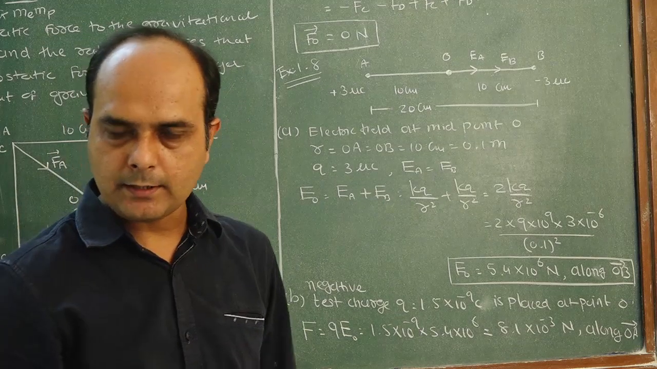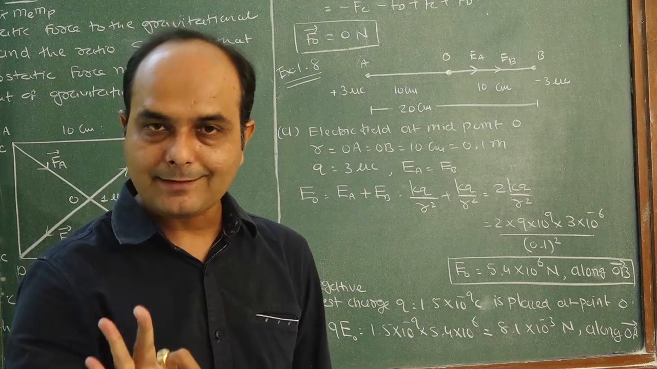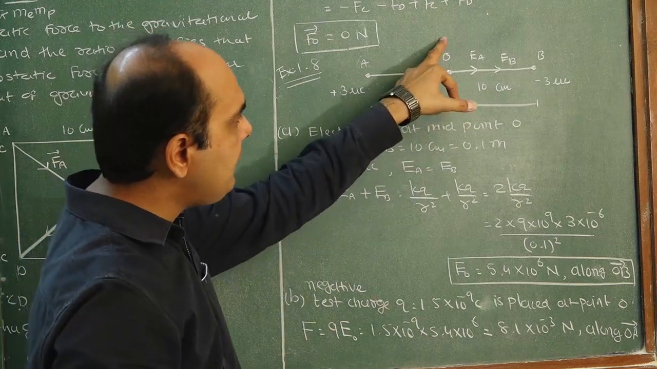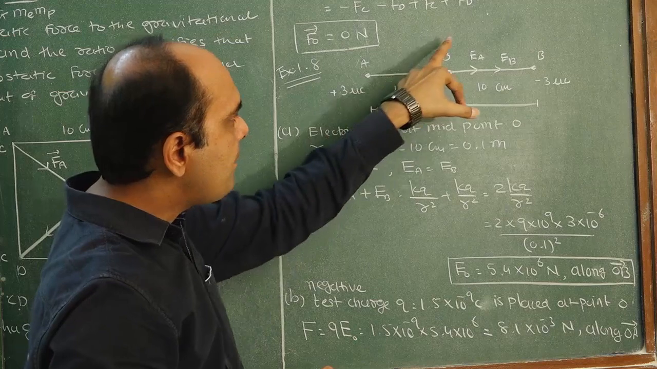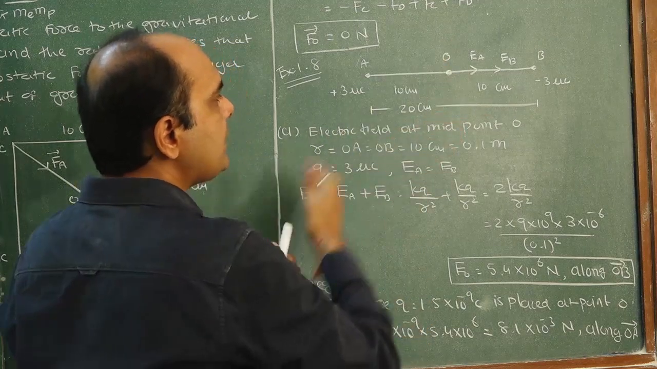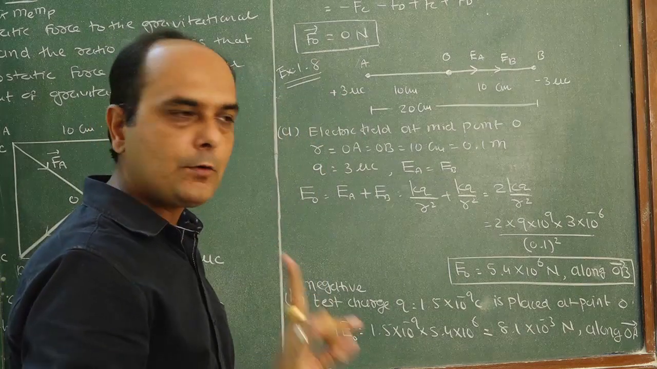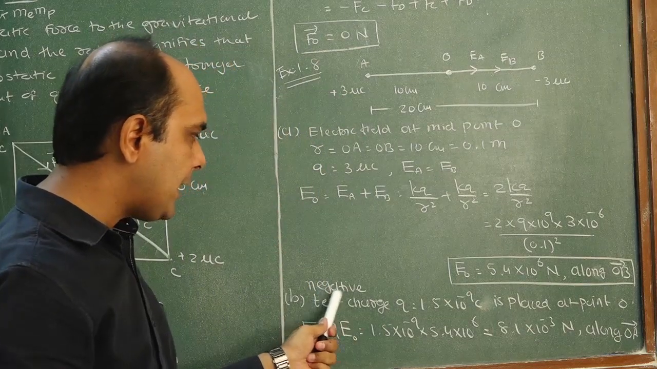And the last thing remaining in this question: we place the negative test charge. Students, we place the negative test charge. This is the plus charge, this is the minus charge. Which force is acting? Attractive, towards the left side. Now calculate the force acting on the negative test charge.